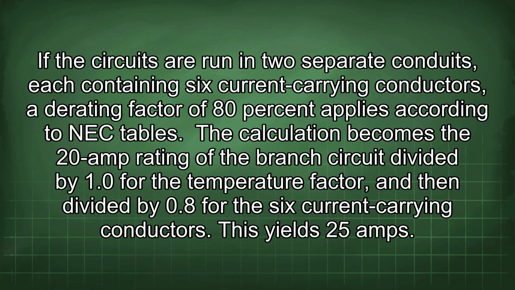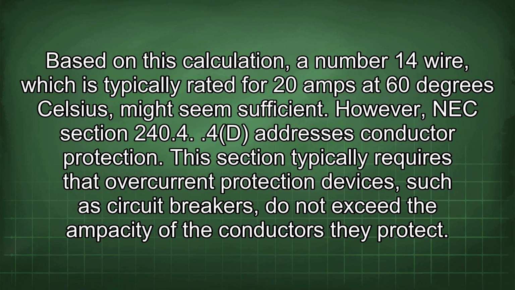If the circuits are run in 2 separate conduits, each containing 6 current carrying conductors, a derating factor of 80% applies according to NEC tables. The calculation becomes the 20-amp rating of the branch circuit divided by 1.0 for the temperature factor, and then divided by 0.8 for the 6 current carrying conductors. This yields 25 amps. Based on this calculation, a number 14 wire, which is typically rated for 20 amps at 60 degrees Celsius, might seem sufficient.